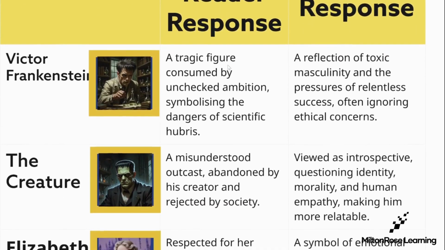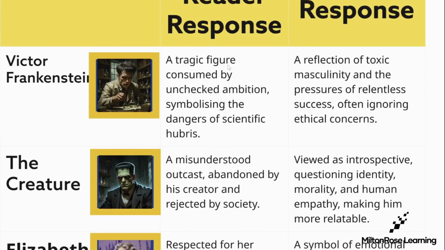Second one, if we zoom down to the creature, let's have a look at him. On the left, you have the Regency era readership. They would see the creature as a misunderstood outcast, abandoned by his creator and then rejected by society, which is fairly standard, isn't it? But on the right, our consciousness has evolved. So we would view him as introspective, questioning his own identity, morality, and also human empathy, and it makes the creature very relatable to a modern audience because identities have been destabilized a lot now with modern life, and that resonates more, I think, with the creature. You get a more sympathetic reading now from a modern perspective.